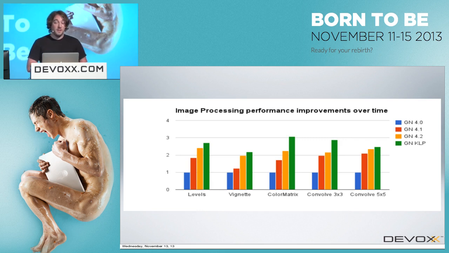The other really nice thing, at least from a developer's perspective, is that Renderscript improved over time. So here you see the performance increases on the different versions of Android. So that's because they basically do the optimization through LLVM. You don't have to do anything, and your processing will be much faster over time.